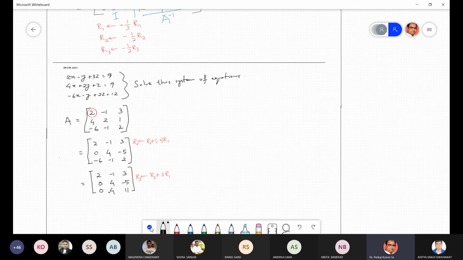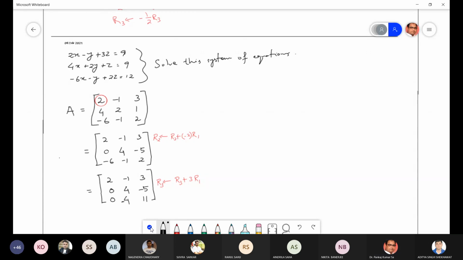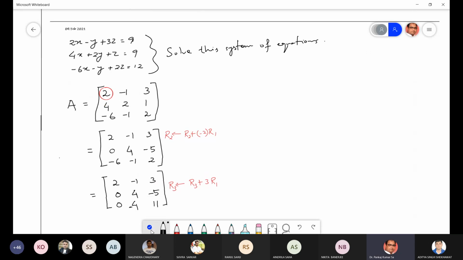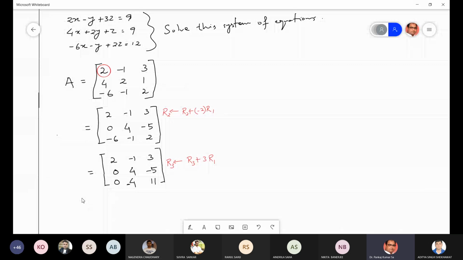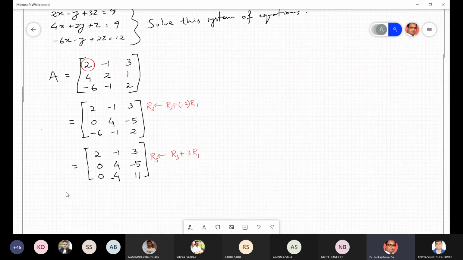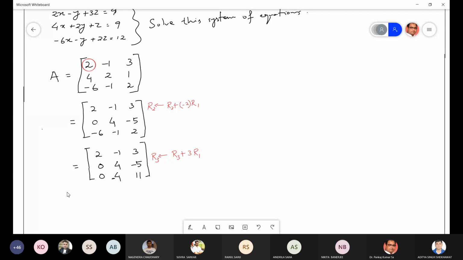Okay, and now our target is to make the lower diagonal 0. That is, it's an upper triangular matrix. That is what we learned yesterday from the Gaussian elimination method. The upper triangular matrix, that is what our target is. So in this regard, the next step is we need to add the third row with the second row.